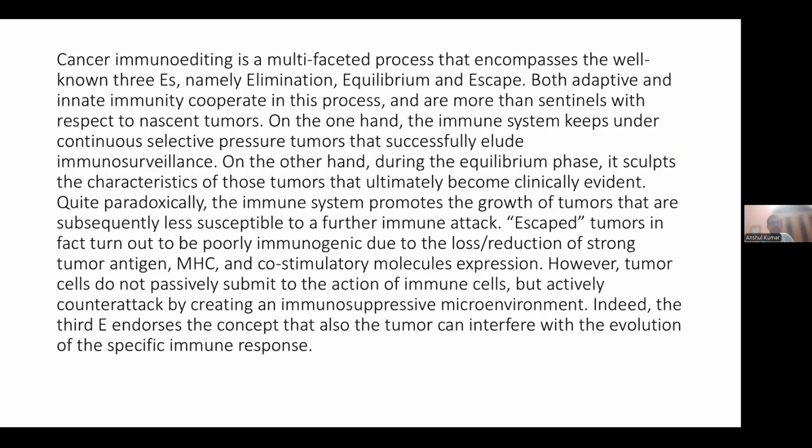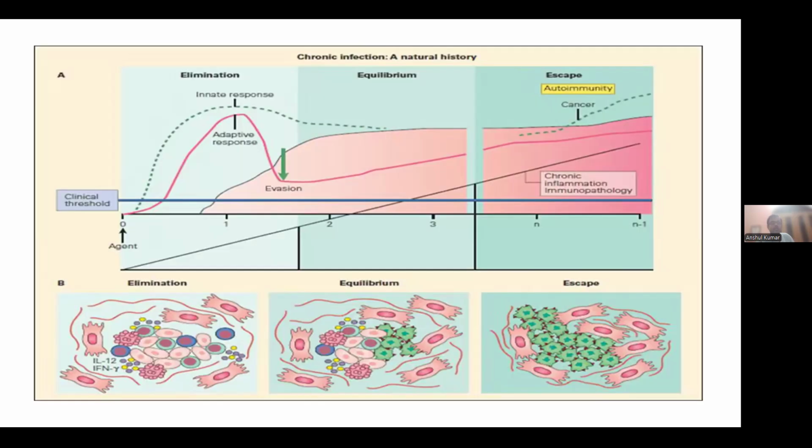As we have already discussed, you can see through the diagram how the innate immune response and adaptive immune response, in the phase of elimination, act very actively and try to eliminate, which can be demonstrated here through the pink cells and green cells. In the first stage, the pink cells are predominant, whereas green cells are very few.